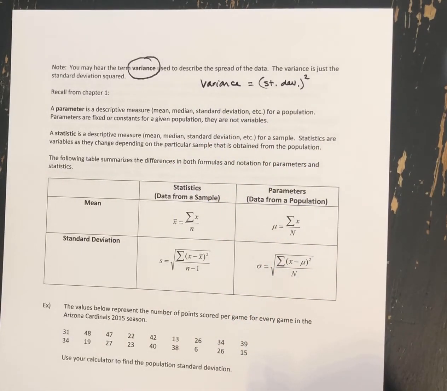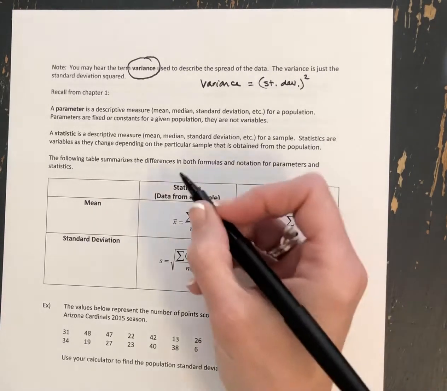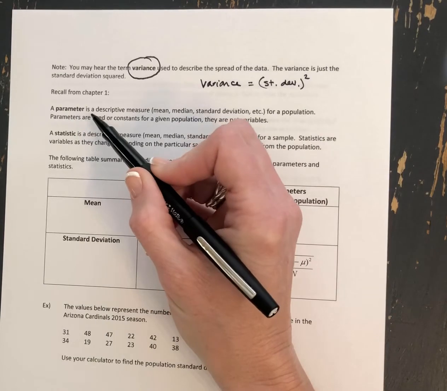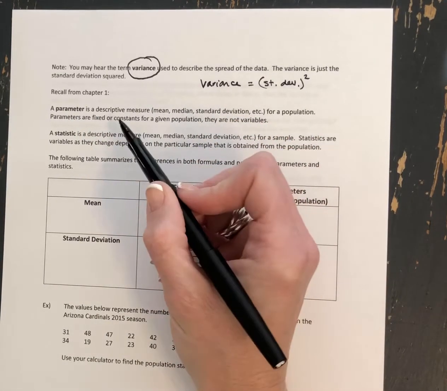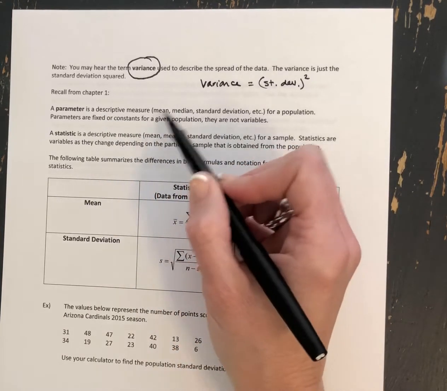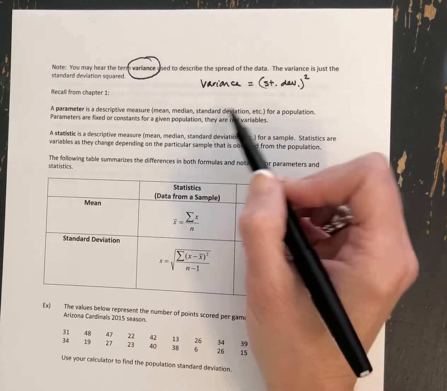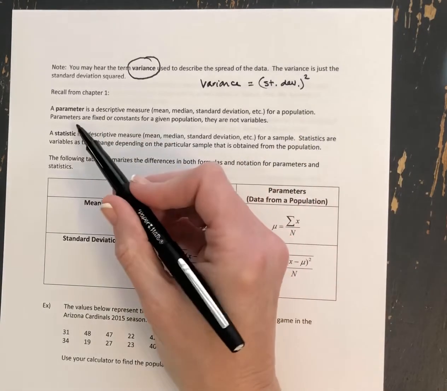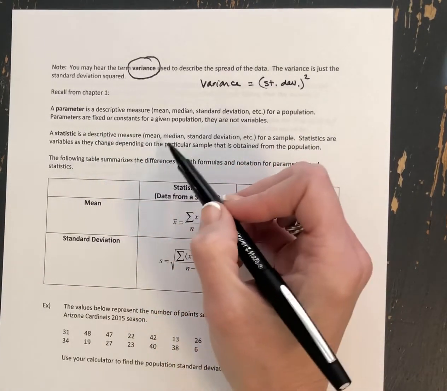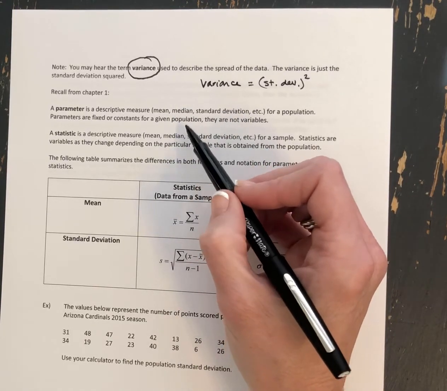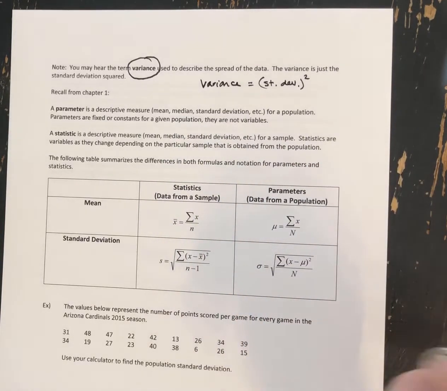Okay, so next thing that we're going to move into is just a reminder about the different descriptive measures for populations versus for samples. So we learned way back the first week of class that if we find a descriptive measure, something like a mean, a measure of center, or a measure of spread like standard deviation, for a population, that is called a parameter. And parameters are fixed, they're constant. Once we know the population, then the mean doesn't change, the median doesn't change, the standard deviation doesn't change.